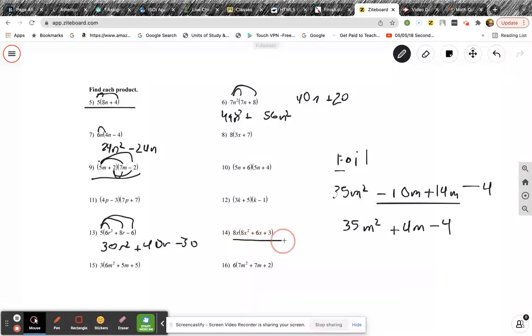For this one, make sure that you are distributing 8x each time. So 8x times 8x squared, 8 times 8 is 64. Then we have x's and we add the exponents. So what would that be? Hopefully you said 64x cubed. Okay. Even though there's not a 1 there for the x, it is there. Hope that helps.